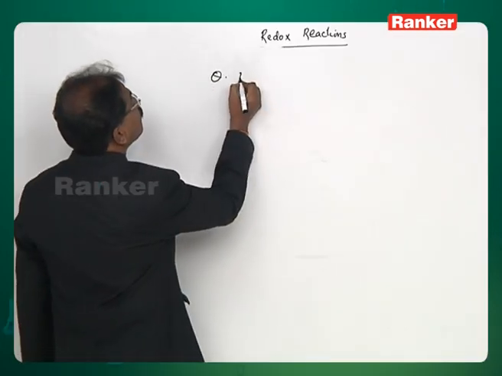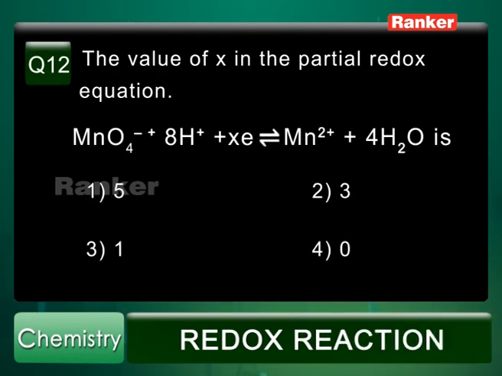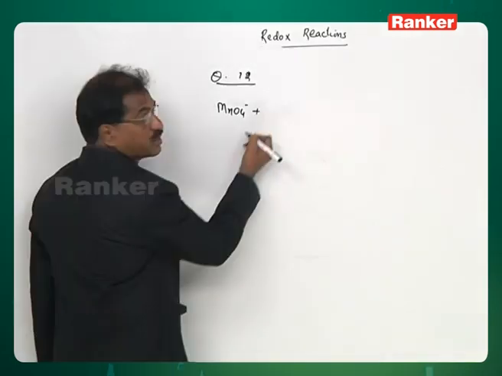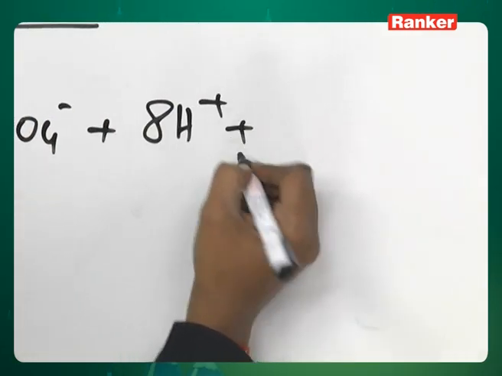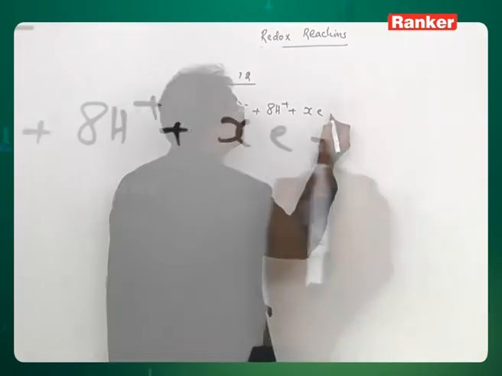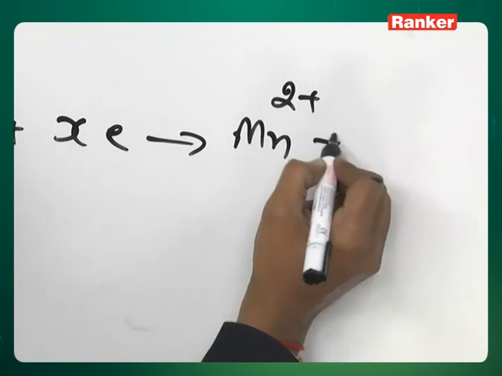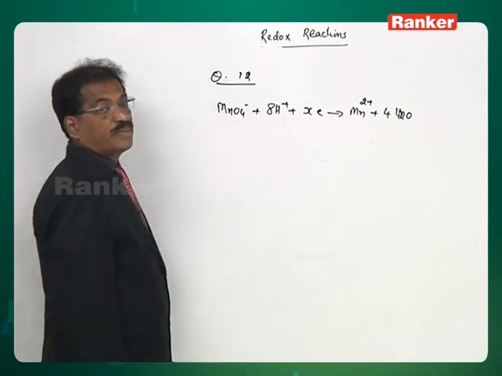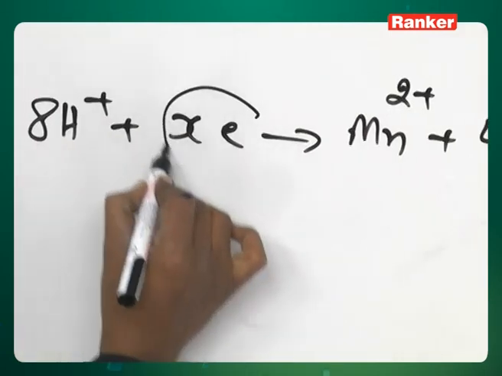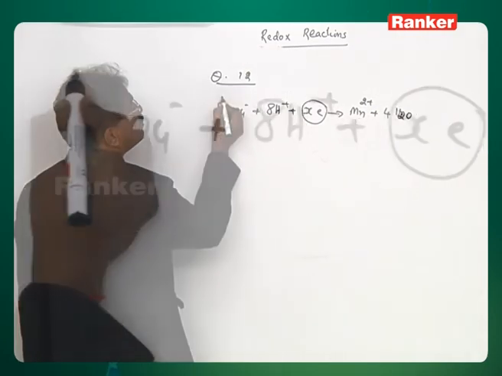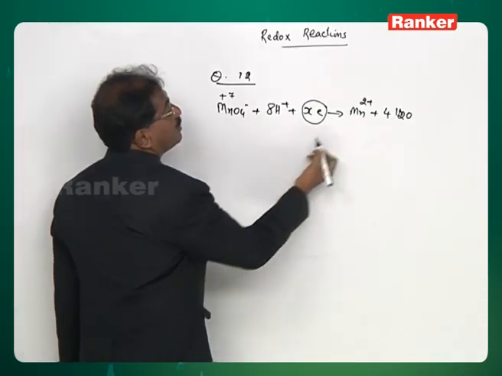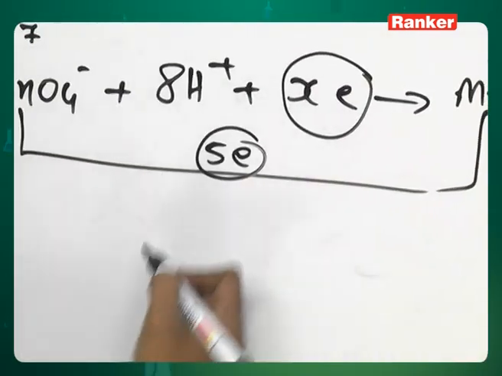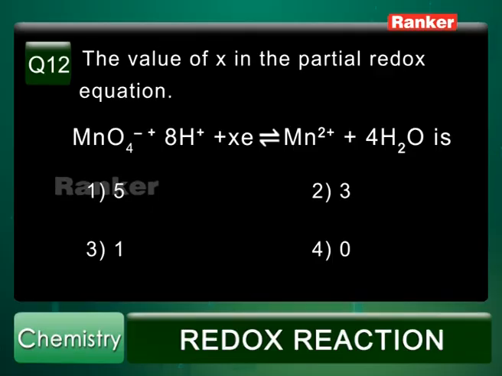Question number 12. The value of x in the partial redox equation. The redox equation given is MnO4- plus 8H+ plus x electrons gives Mn2+ plus 4H2O. So in this partial redox reaction, we have to identify the number of electrons participating. Here first observe the oxidation state of the manganese. Here +7, here +2. Therefore in this reaction, one manganese atom is gaining 5 electrons. Therefore X must be 5. Therefore answer is 1.